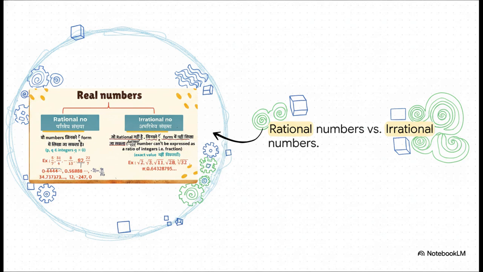Now, not all real numbers play nicely. They actually split into rational and irrational numbers. Rational numbers are the well-behaved ones, right? They can be written as a perfect fraction of two integers, p over q. Things like 5 over 7, or even repeating decimals like 0.444... Irrational numbers, on the other hand, totally refuse to be boxed in. Numbers like the square root of 2, the square root of 3, or pi. They simply cannot yield an exact fractional value. Their decimals just go on forever without ever establishing a clean repeating pattern.